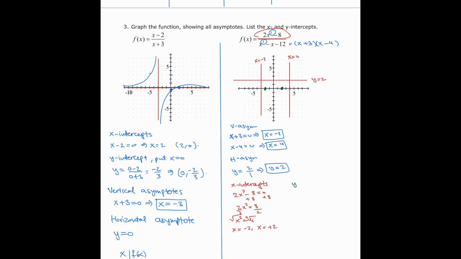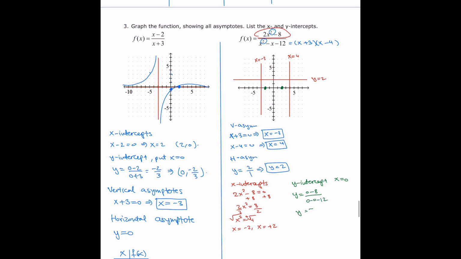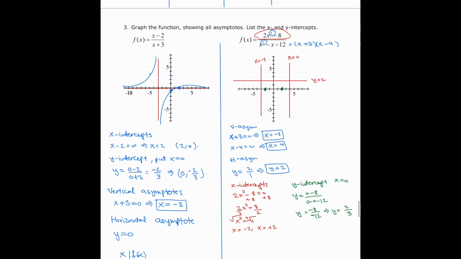I will find the y-intercept by putting x equal to 0. So y equals 0 minus 8 over 0 minus 0 minus 12. So y equals negative 8 over negative 12, which reduces to y equals 2 over 3. 2 over 3 is approximately here. So the first part of the graph is going to be this parabola here.